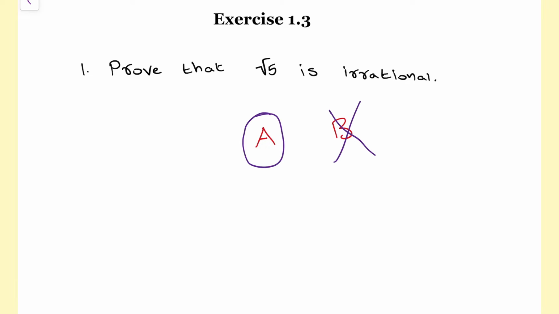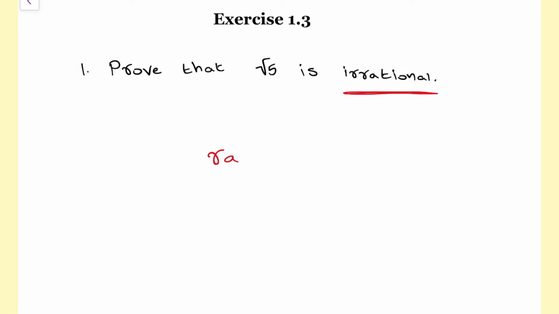So here also we need to show that root 5 is irrational. Instead of showing the number is irrational, what I will show is that it is not a rational number. If it is not a rational number, then definitely it is an irrational number only. So this is what exactly the method of contradiction, or contrary method, means. Okay, now let us jump into the solution.